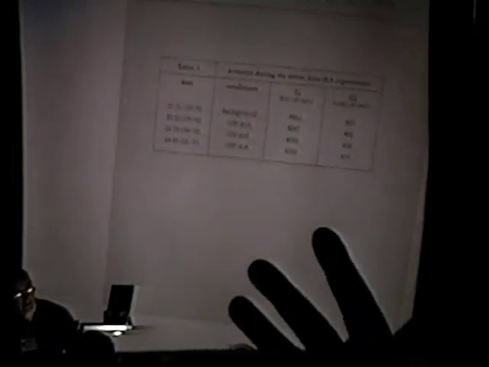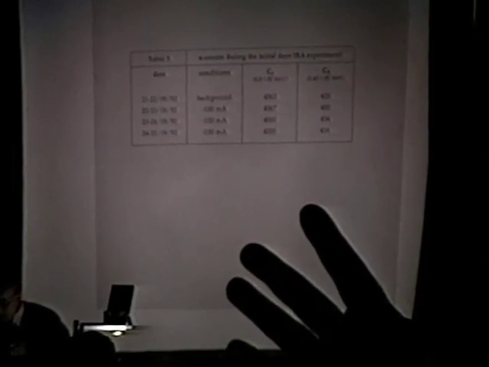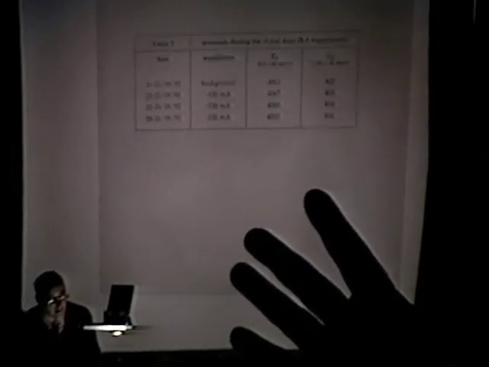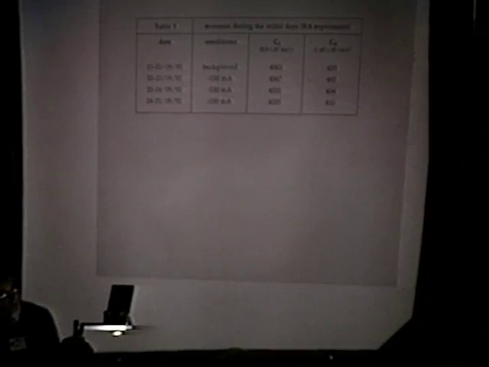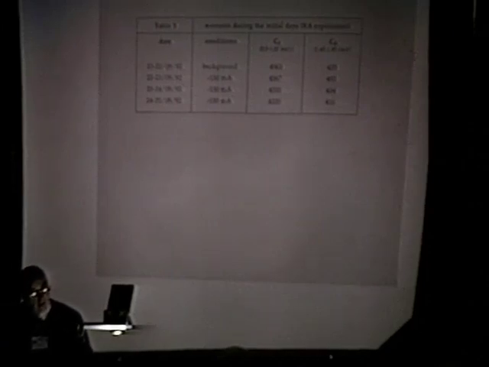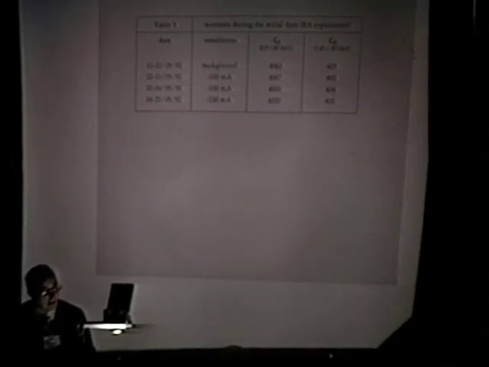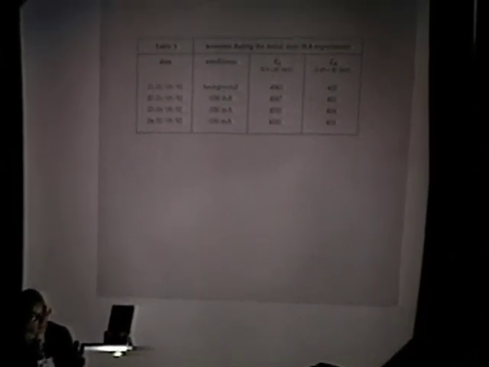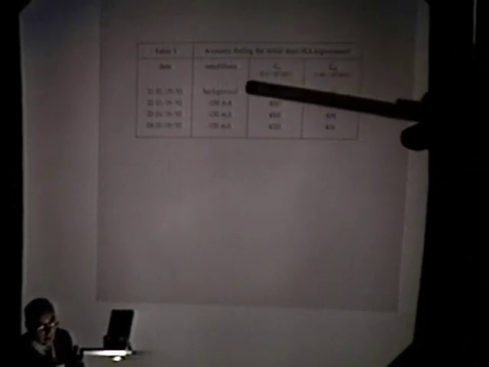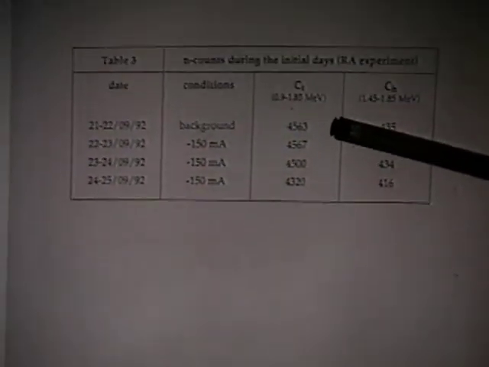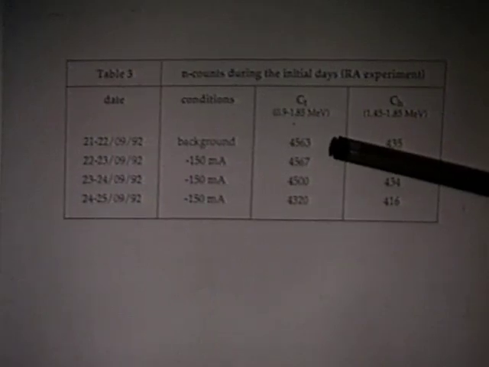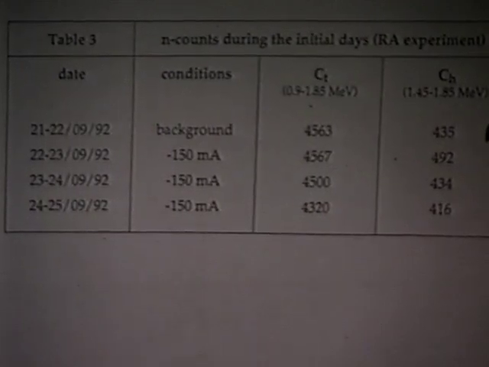Now we are considering the first experiment. In the first experiment, we used this sample, and the sample was loaded with a current of 150 milliamperes, about between 10 and 15 milliamperes per square centimeter. Anyway, we were measuring the background without the cell in the neutron detector, and we achieved this number of counts in the low range and this number of counts in the high energy range.